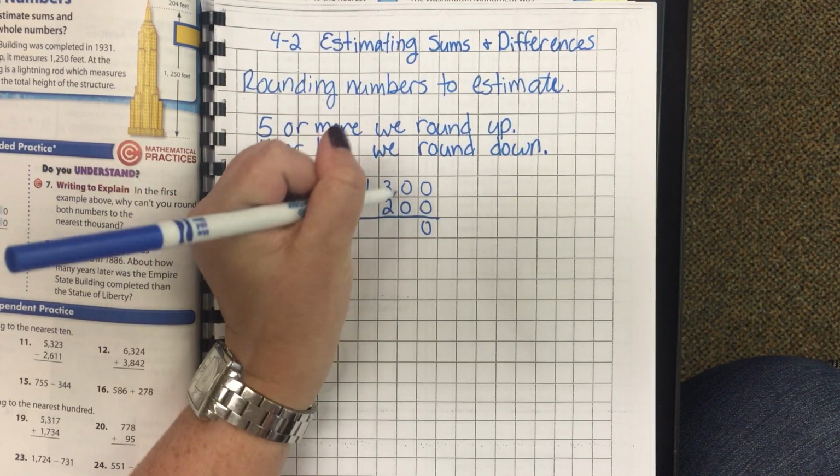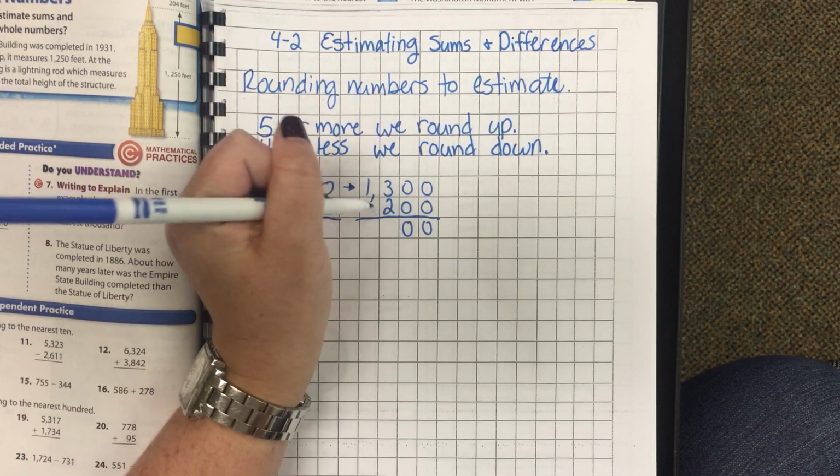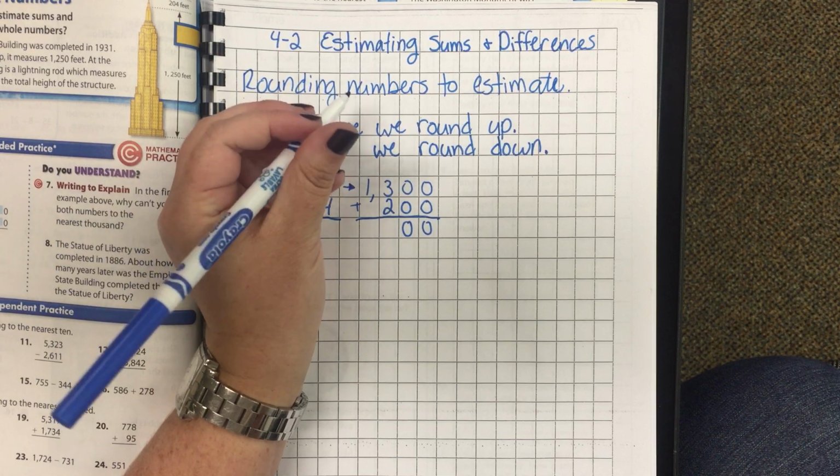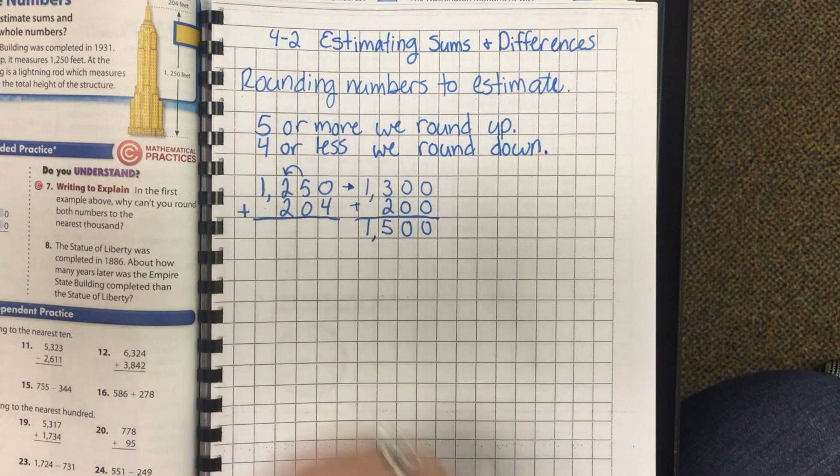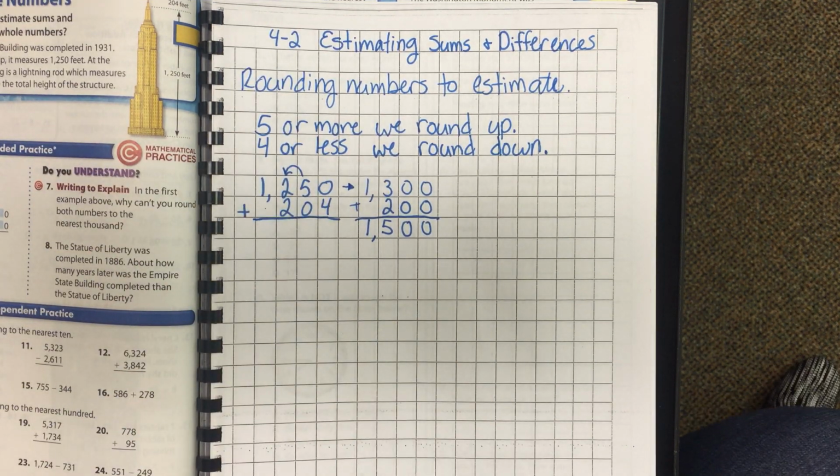0 plus 0 is 0. 0 plus 0 is 0. 3 plus 2, that's some easy stuff. I can do that in my head. 3 plus 2 is 5. And then drop down that 1. 1,500. Now, is this the right answer?